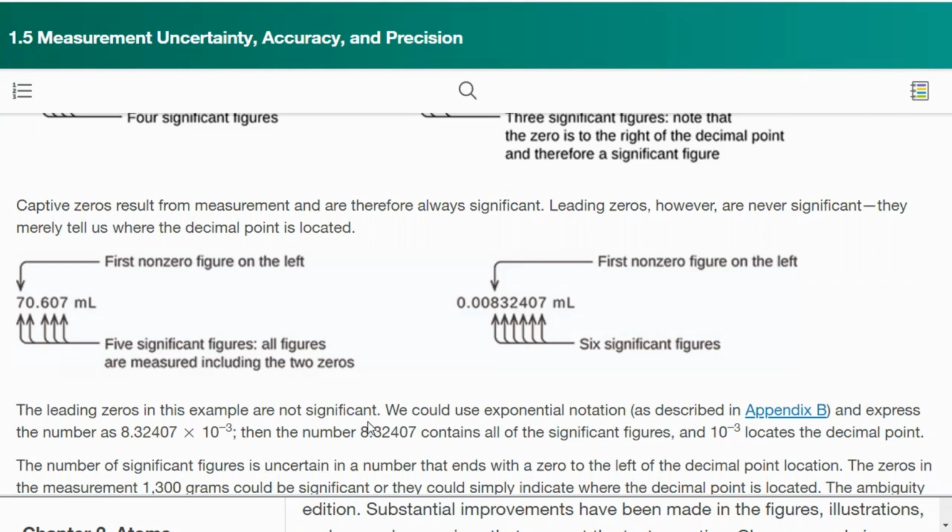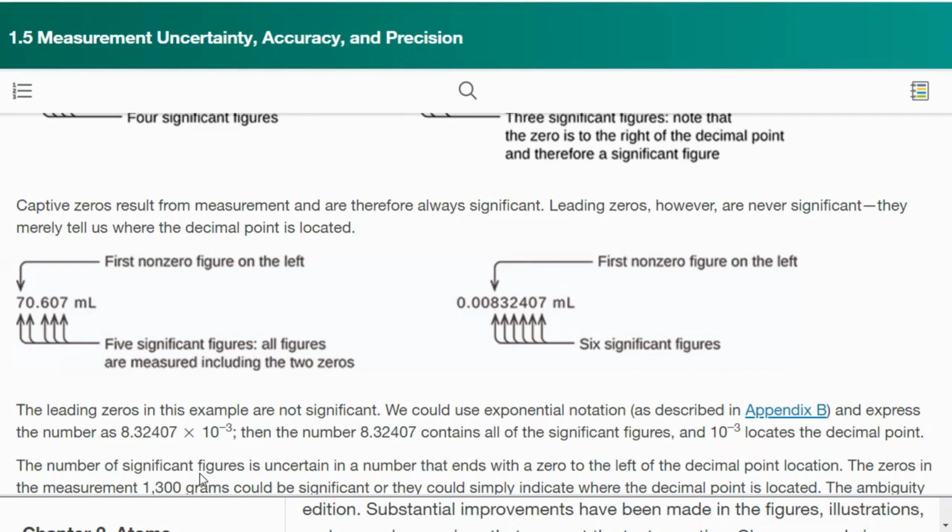What's kind of unfortunate is they're not making it really clear what diagram they're referring to. It looks like they're clearly referring to this diagram. We could use exponential notation as described in Appendix B and express the number as 8.32407 times 10 to the minus third. Then the number 8.32407 contains all of the significant figures. And 10 to the minus 3 locates the decimal point.